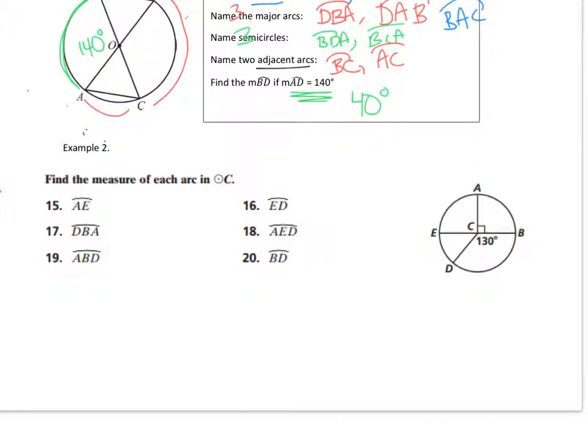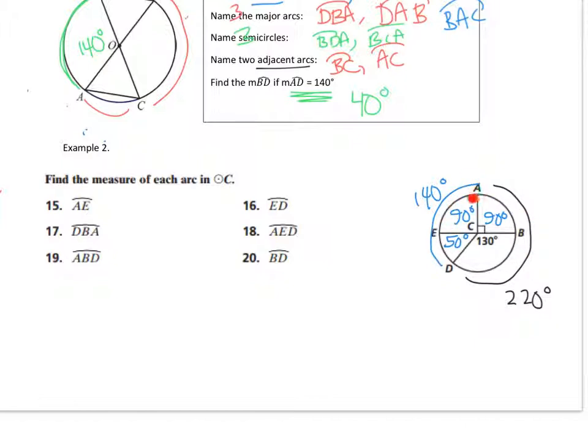Okay, then let's find measures of arcs. Before I find these different arc measures, I'm going to go in and fill in the circle. So this has to be 50 degrees. This is 90. This is 90. This would have to be 140. This way would be 90 plus 130, which is 220. So then all the way around is 360. So now let's answer them.